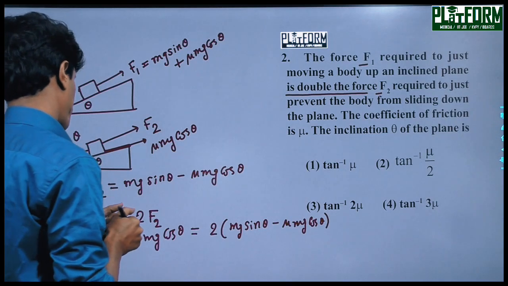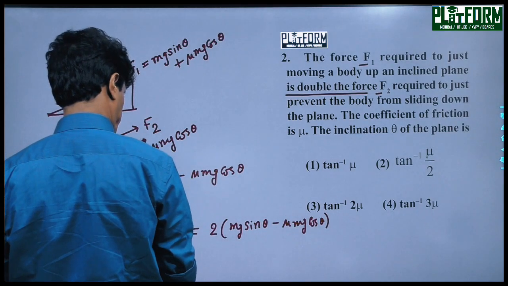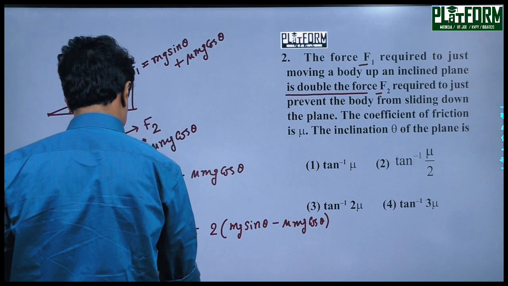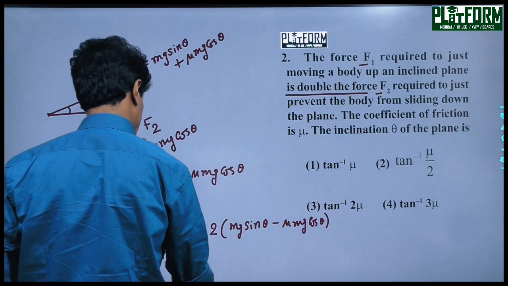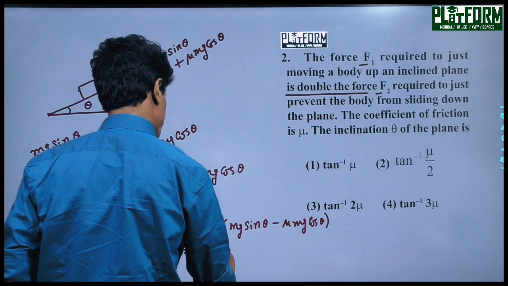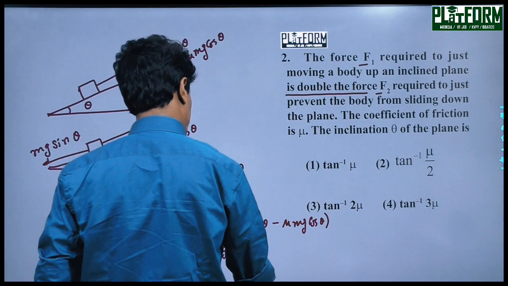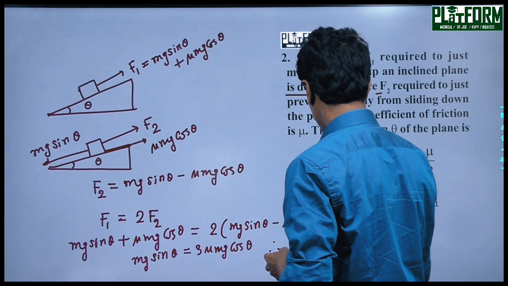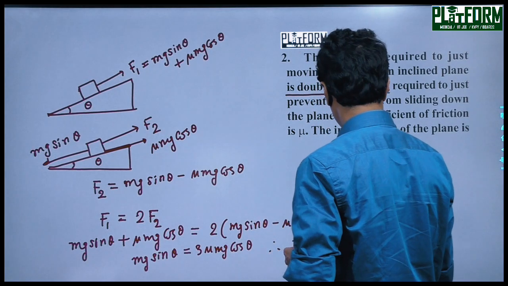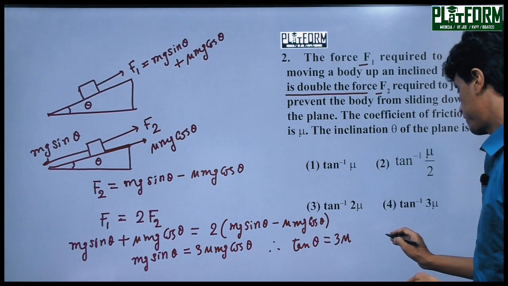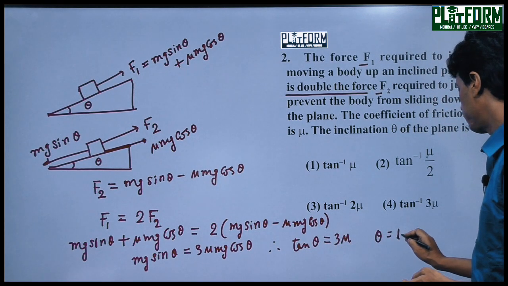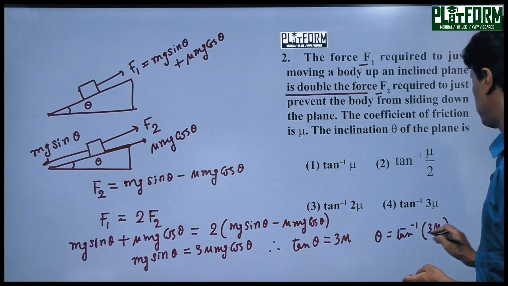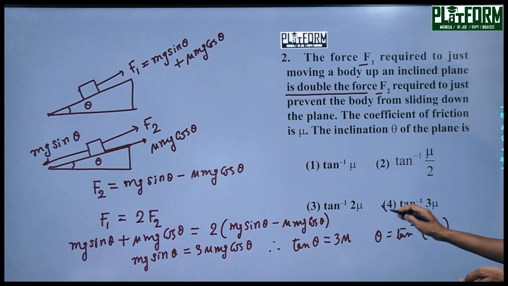Therefore, we can write mg sine theta is equal to 3 mu mg cos theta. Finally, tan theta becomes 3 mu, and the angle of inclination theta is equal to tan inverse 3 mu, and here the correct option is 4.